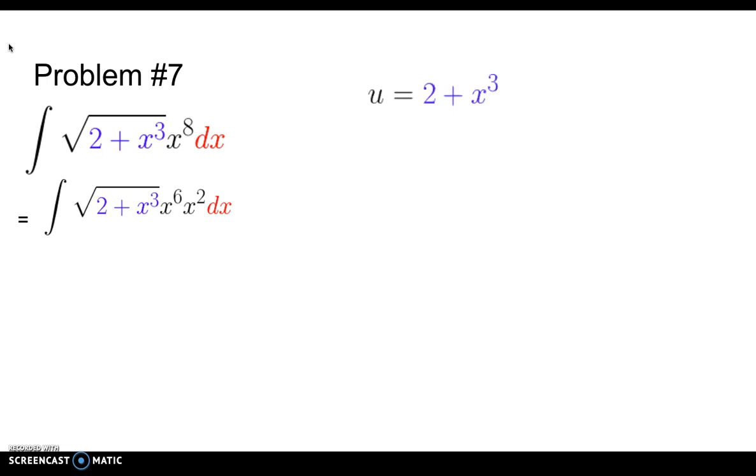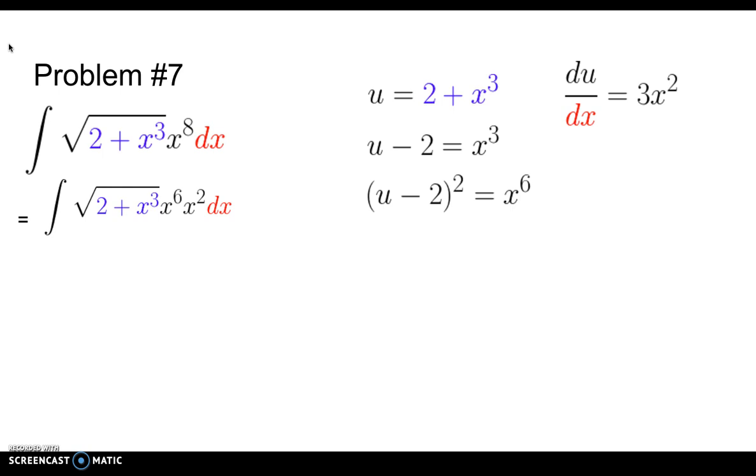Next let's set u equal to 2 plus x cubed. Next let's subtract 2 from both sides to get u minus 2 equals x to the 3rd. Then let's square both sides to get the quantity u minus 2 squared equals x to the 6th.